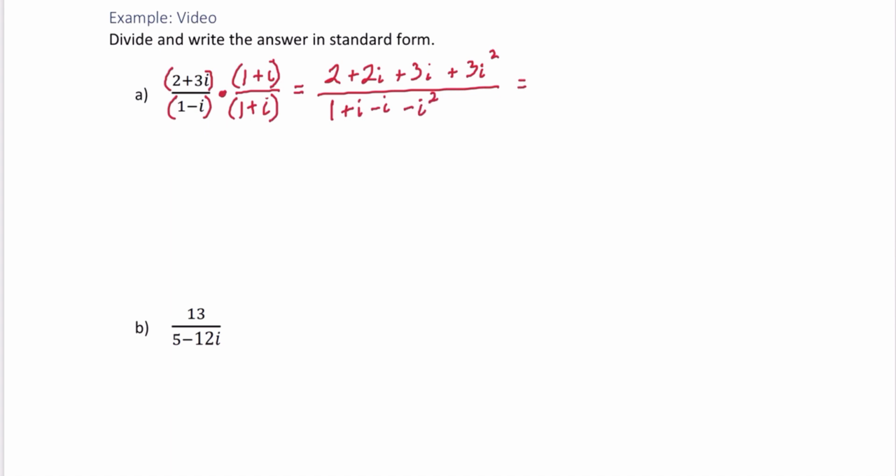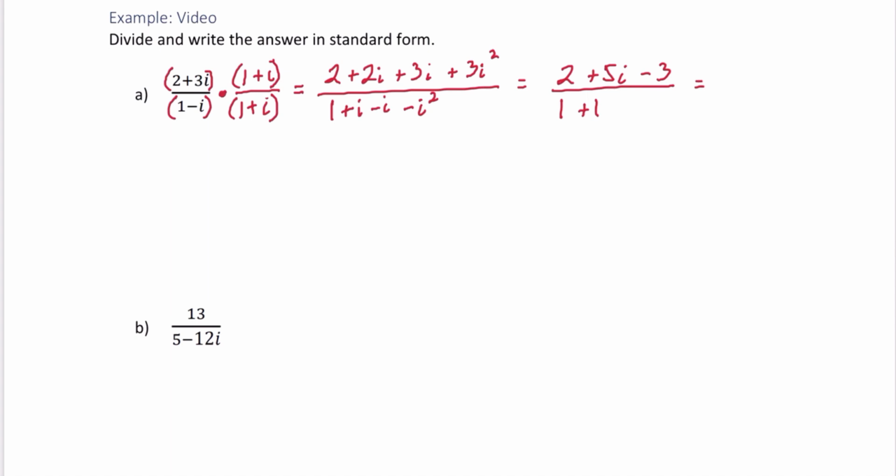Next, let's go back to the numerator and simplify. We have 2 plus 5i. And remember that i squared is negative 1. So we have 3 times negative 1, which is negative 3. In the denominator, we have 1. i minus i adds to 0. Those go away. And again, i squared is negative 1. So we have negative 1 times negative 1, which is positive 1.